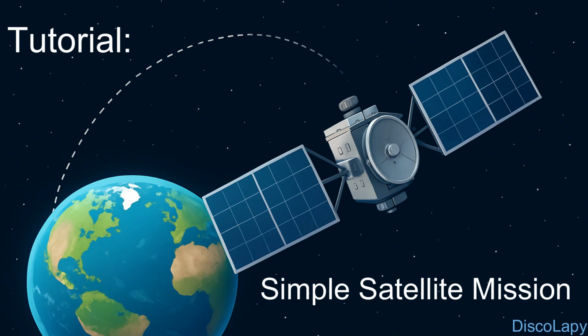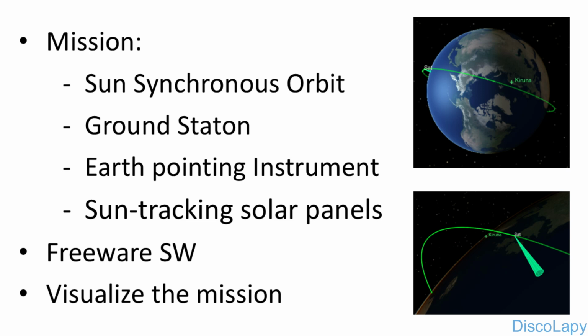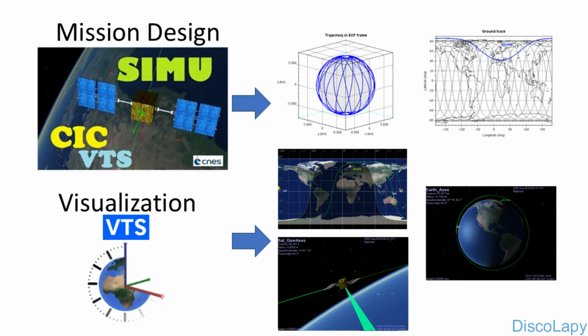Hello everyone, in this video, I'll guide you through a simple tutorial on designing and visualizing a satellite mission using freeware tools. The example case is a satellite in Sun-Synchronous Orbit pointing its antenna at a ground station and carrying an Earth-pointing sensor. We'll use SIMU-CIC and VTS software. For more information, see the video description.